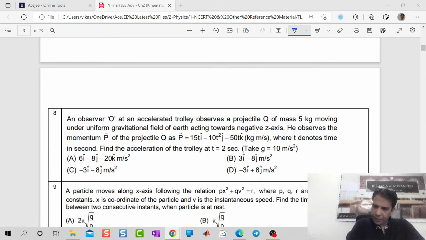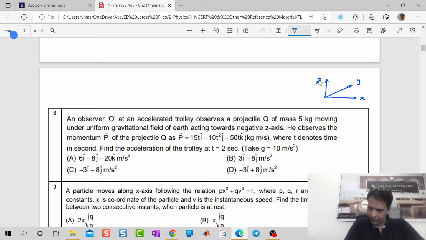So Ruchika, the Z is the vertical direction, beta? Sir, is the answer D? Let's just quickly see, beta. What is the velocity? At any point, does it say it starts from rest? Observer O in an accelerated trolley observes a projectile Q of mass 5 kg moving under uniform gravitational field of the Earth acting towards negative z-axis. So it doesn't really matter. The velocity would be some initial velocity plus gt towards the vertical direction.